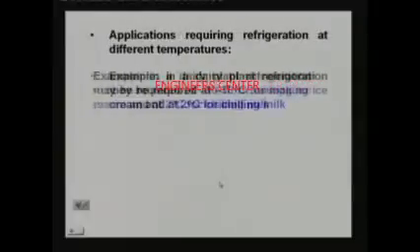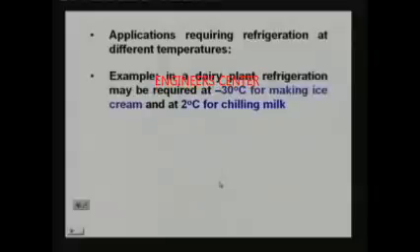For example, I give a typical application in a dairy plant. Refrigeration is required at minus 30 degrees centigrade for making ice cream and at 2 degrees centigrade for chilling milk. That means you require refrigeration effect at minus 30 degrees centigrade so that you can produce ice cream. And at the same time, in the same dairy plant, you also require refrigeration at 2 degrees centigrade for chilling of milk. Okay, so what are the options available?